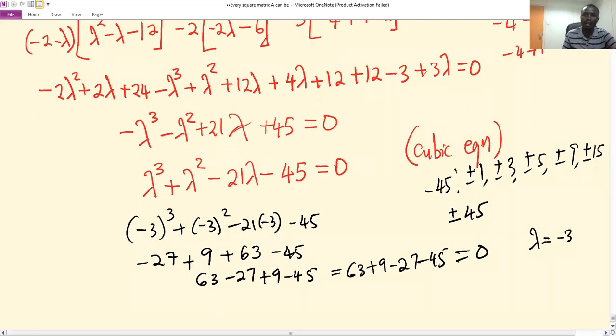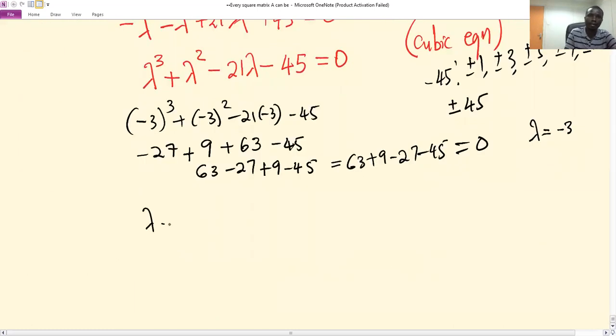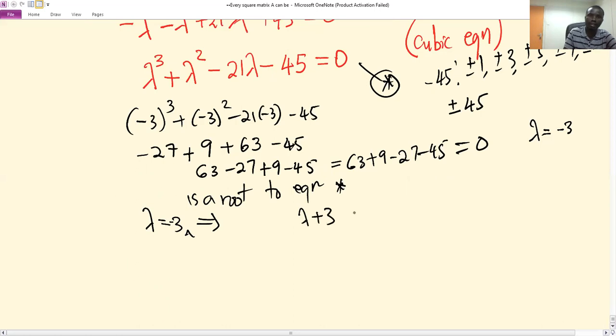And saying lambda equals minus 3 is a root to the equation, let me call it star, implies that lambda plus 3 is a factor of what we have on the left hand side, lambda cubed plus lambda squared minus 21 lambda minus 45.